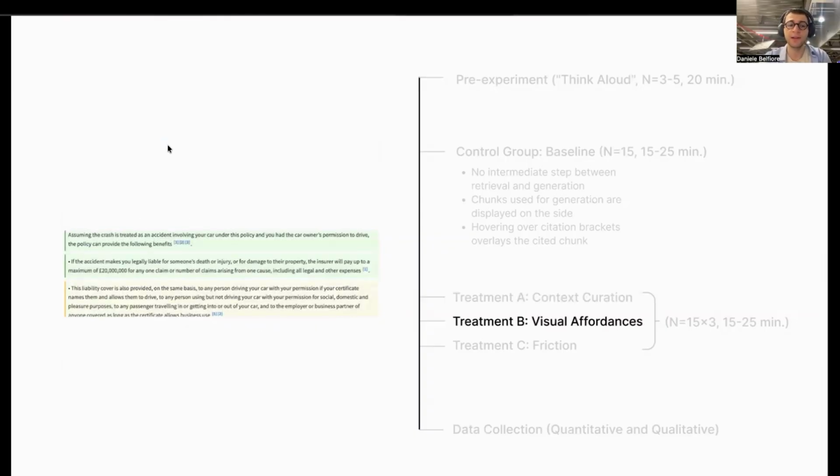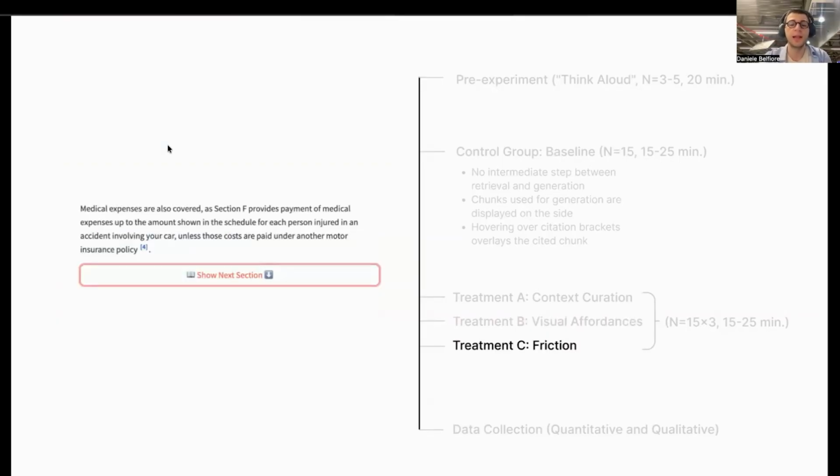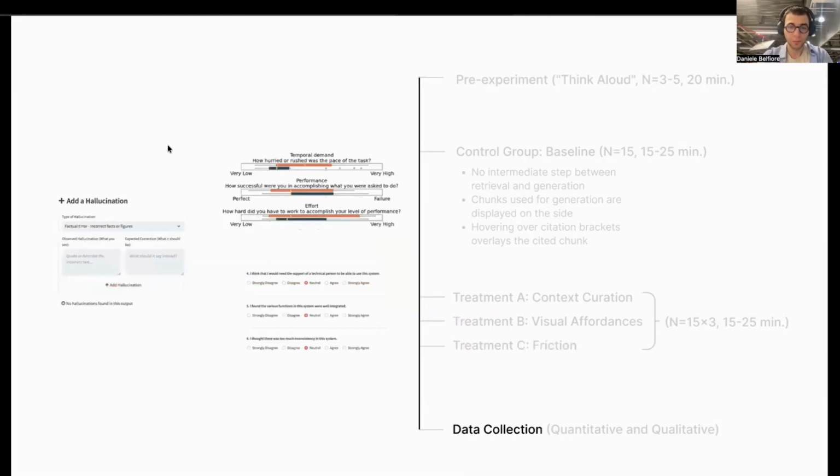Another one, for visual affordances, was using a special scoring system developed by us to highlight the reliability of each segment of the final output. And the ultimate one is about friction. So we were fragmenting the output into multiple sections so that the user would have every time to click to show the next section, supposedly reading more and triggering more system 2 thinking.